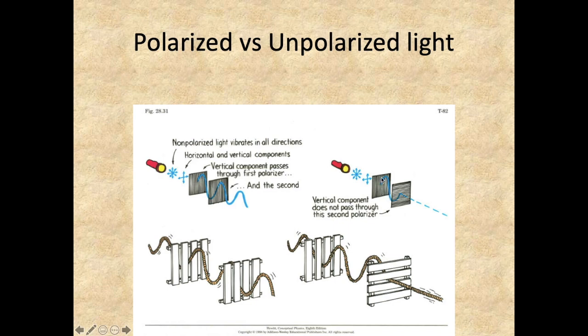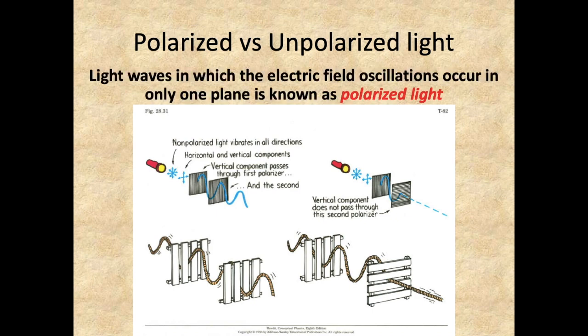However, if light goes through one polarizer which has a vertical axis and it hits another polarizer which has a horizontal axis, it cannot get through that one. And this is when you saw it get really dark with the second lens that Mr. Carlos was showing us. So the definition of polarized light is light waves in which the electric field vector oscillations occur in only one plane.